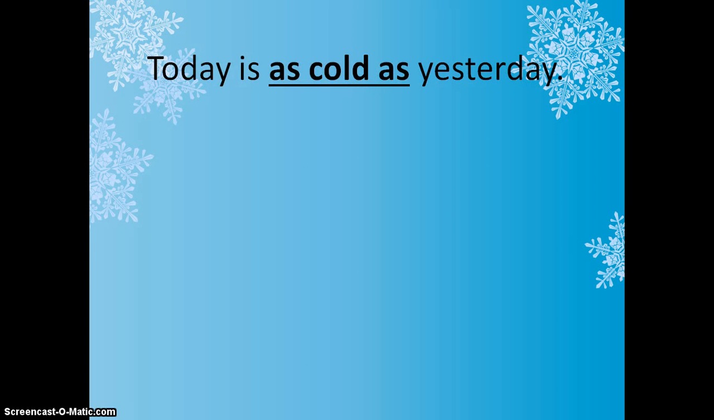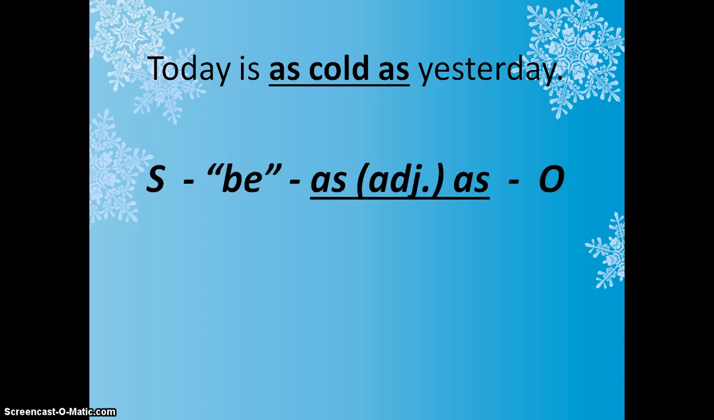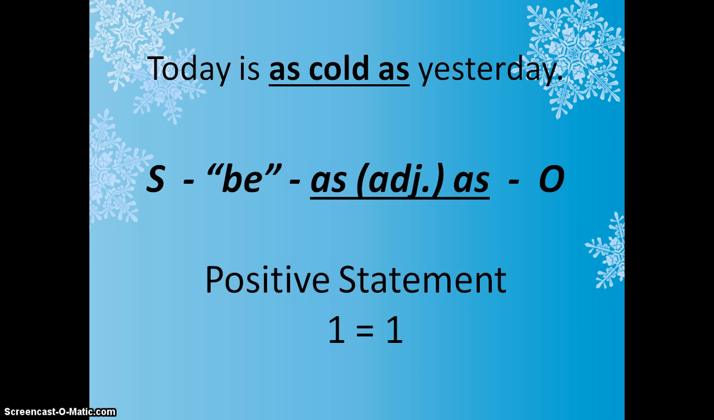Let's take a look at our sentence again from earlier. Today is as cold as yesterday. Here's the form we are using. We're having a subject, then our be verb, then we're saying as, adjective, as, and finally our object. Here we are making a positive statement. We are comparing today and yesterday, and we are saying that they are equal. They are the same. The temperature today and the temperature yesterday are the same.